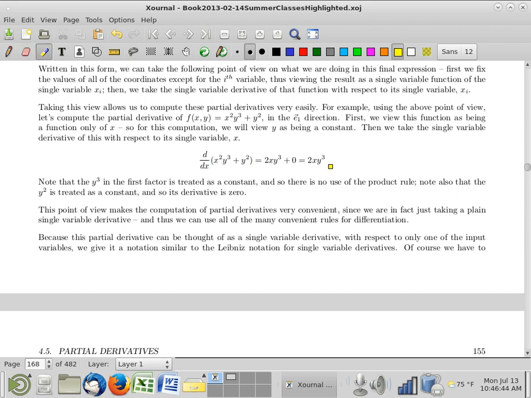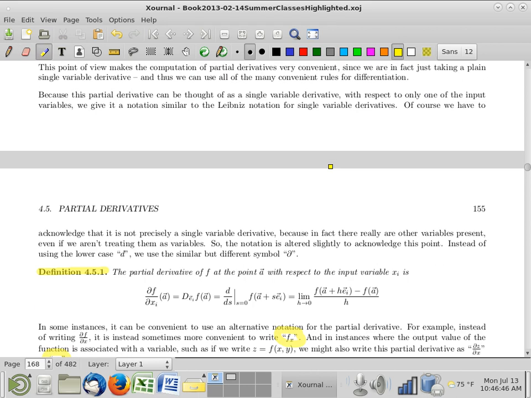Okay. So they call this a partial derivative, and I just looked at the clock and realized that I've gone over time. So this is a pretty good stopping point.